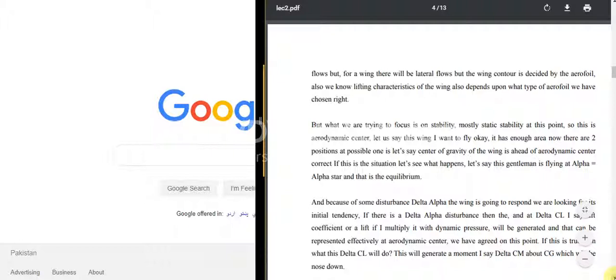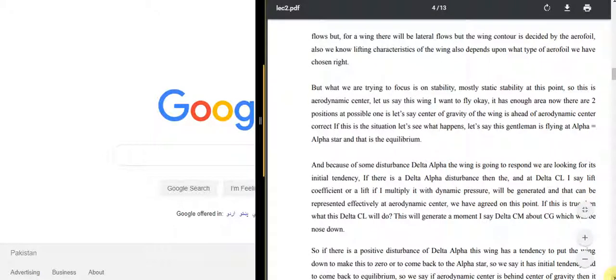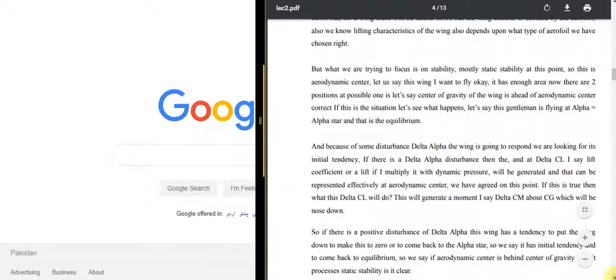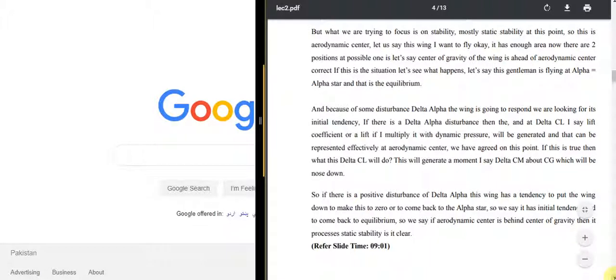There are two positions possible. One is, let's say, the center of gravity of the wing is ahead of the aerodynamic center, correct? If this is the situation, let's see what happens. Let's say this wing is flying at alpha star, and that is the equilibrium, and because of some disturbance, delta alpha, the wing is going to respond. We are looking for its initial tendency. If there is a delta alpha disturbance, then a delta CL, the lift coefficient, or a lift if I multiply it with the dynamic pressure, will be generated and can then be represented effectively at the aerodynamic center. We have agreed on this point.